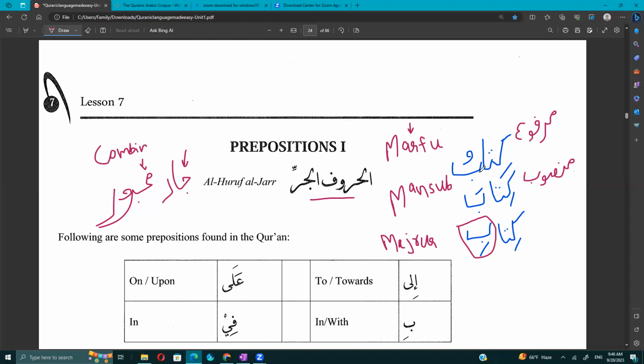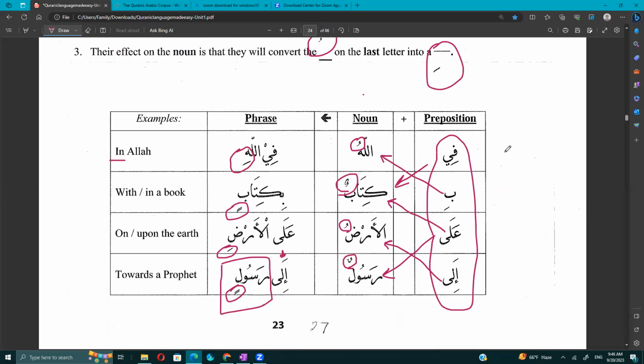So did you understand? Marfu is kitabu with a dhamma on it. Mansoob is the fatha on it. And majroor is the noun which has a kasra on the last letter. The combination like ala kitabin, bi kitabin is called jar majroor. The combination of huruful jar and a noun that becomes majroor is called the jar majroor combination. I'll write it as JM, that is jar majroor. Okay?